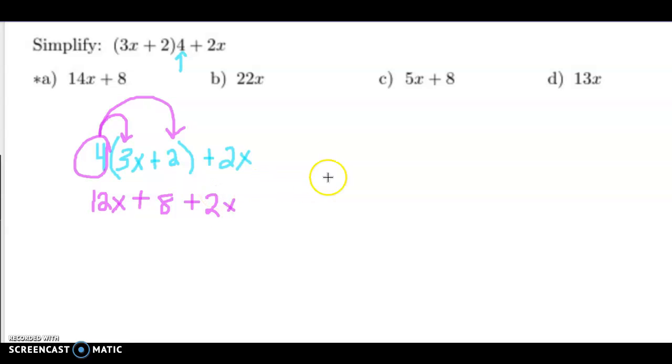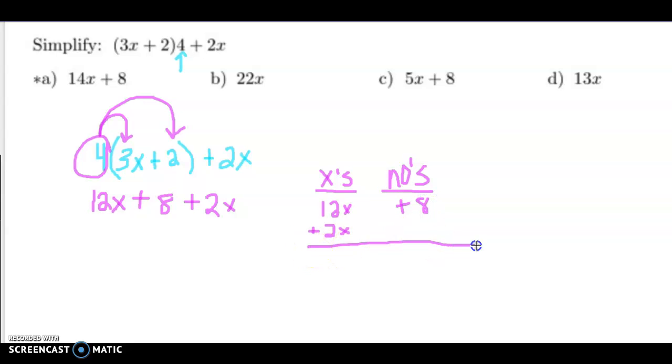And now I know that I have x's and I have no's. And remember, no's are constants, but I like to call them no's. It's a quicker way to say no variable, or constant is too long for me, so I just write no's. Under my x's, I have a 12x and I have a 2x, and they're both positive. Under my no's, I have a positive 8.